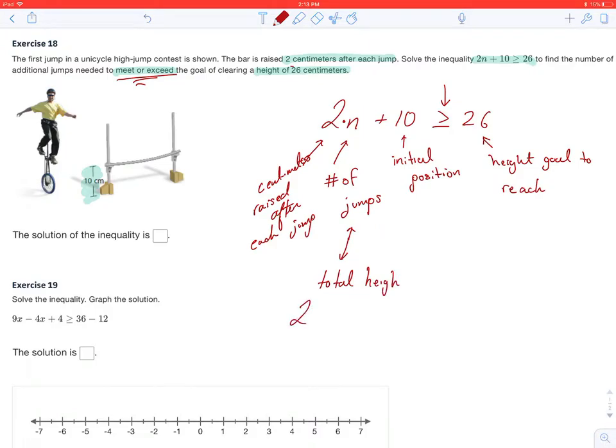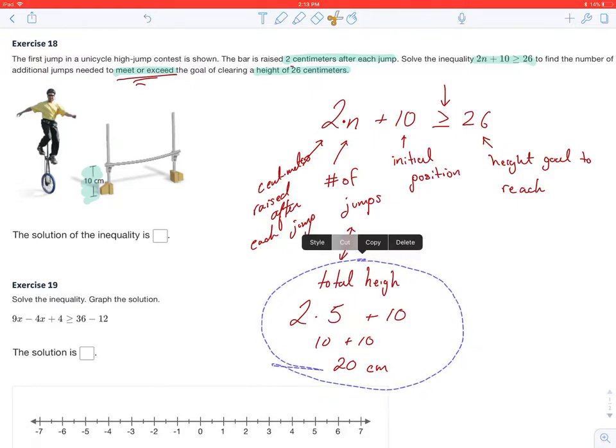So let's say that 5 jumps have happened. We would do 2 times the 5 jumps that have happened plus 10 gives us that our total height is 20 centimeters. But we want to have a total height where the centimeters are going to be greater than or equal to the 26 centimeter goal that we're trying to reach. So all in all, that's what the information here means.